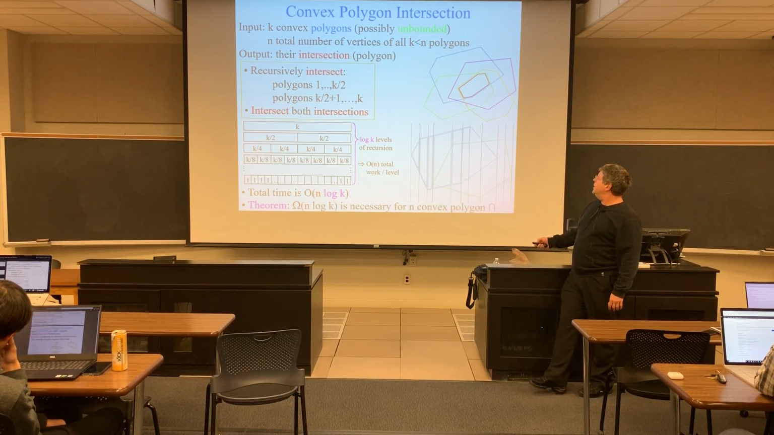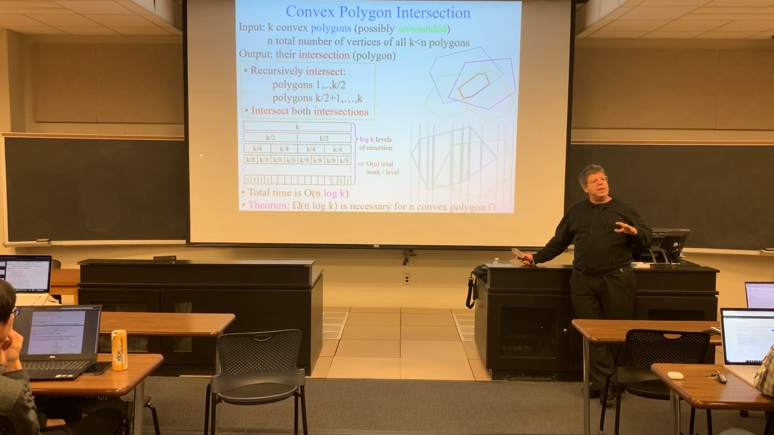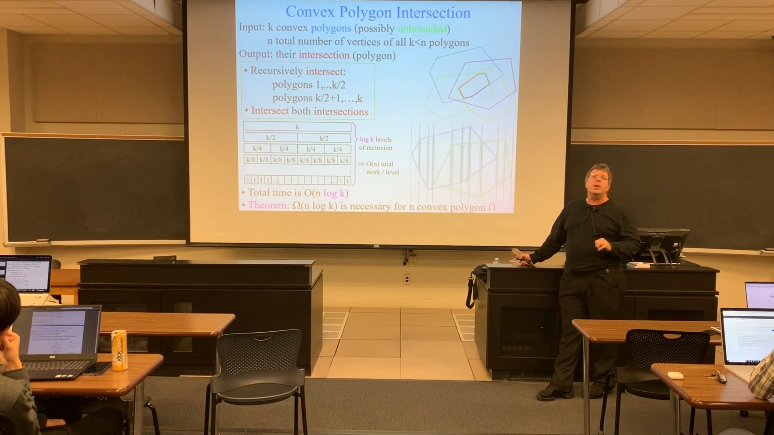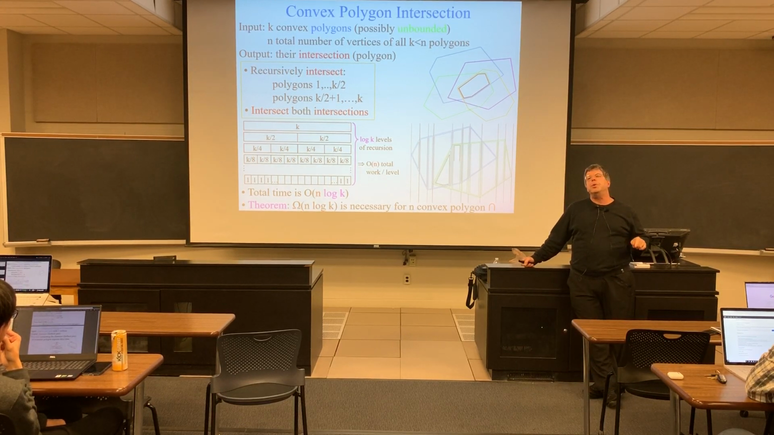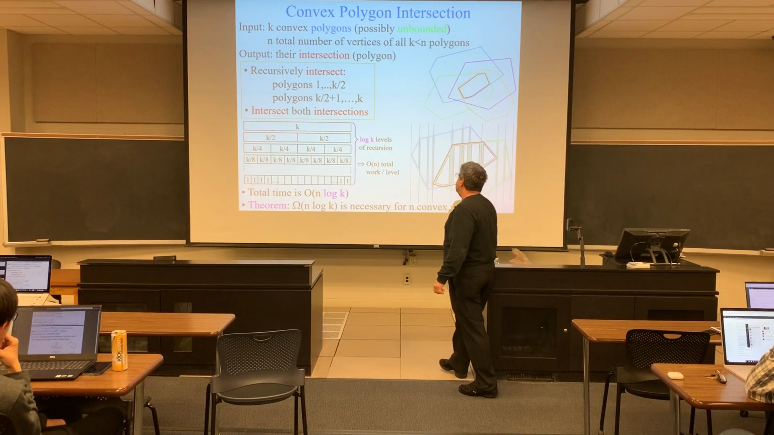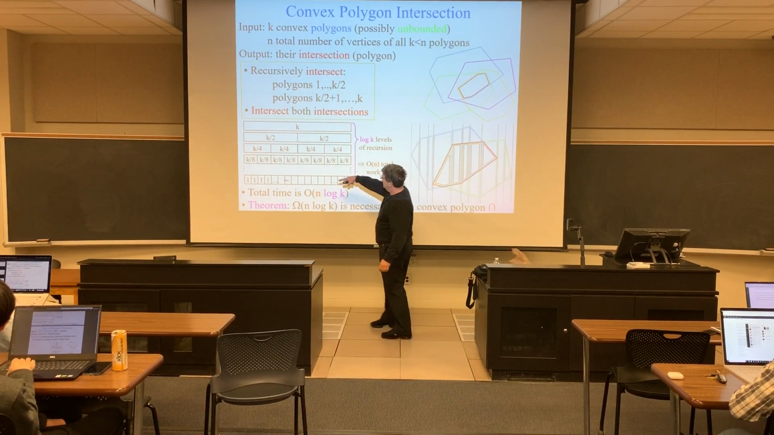Now it turns out that n log k is also necessary. We didn't prove it here, and the proof is not trivial, so we're going to skip the proof. I'm just giving you the bottom line that omega n log k time is also necessary, a lower bound, to intersect k convex polygons. So this algorithm is obviously optimal. So given this theorem, wait for it.